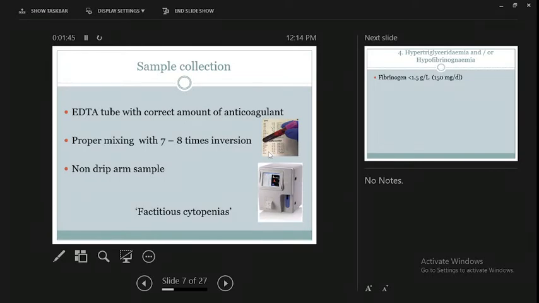Therefore, when we are depending on these criteria for diagnosis, sample collection is very important. You have to have the EDTA tube with the correct amount of anticoagulant, and there should be proper mixing with 7 to 8 times inversion, because certain analyzers aspirate the top 1/3 of the sample. Certain analyzers aspirate the top 2/3 of the sample, not the bottom part. Therefore, if you don't mix it with this many inversions, the cells will be at the bottom and you will get a pancytopenic report, which is factitious cytopenia. Right? So mixing is very important, and it should be a non-clotted sample.